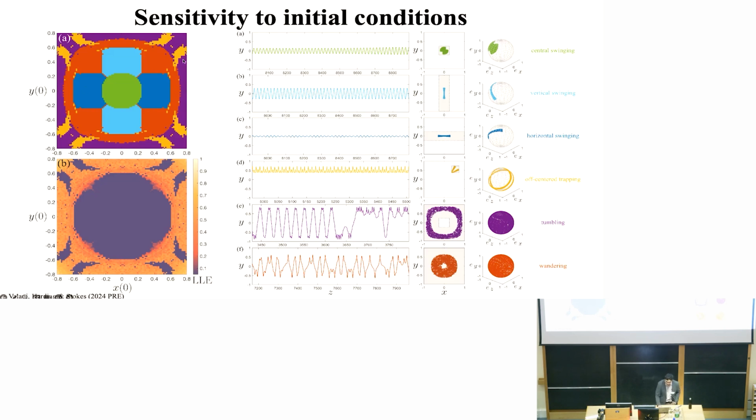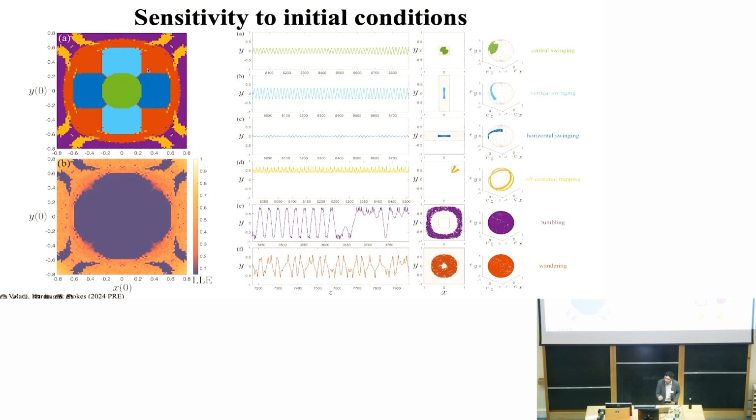If you start in one of these special yellow regions, you stay confined near the corner of the channel. In these purple regions, as we saw in the video, you stay confined away from the center of the channel. And then with these red trajectories, you can basically wander anywhere in the cross-section.